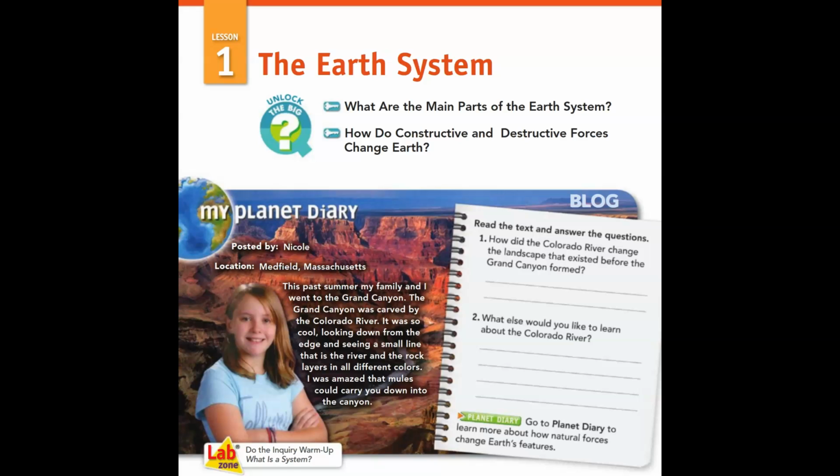Number 1 says, how did the Colorado River change the landscape that existed before the Grand Canyon formed? Well, we know that it eroded or it carved away, so the river carved away the rocks, which ended up forming the Grand Canyon.